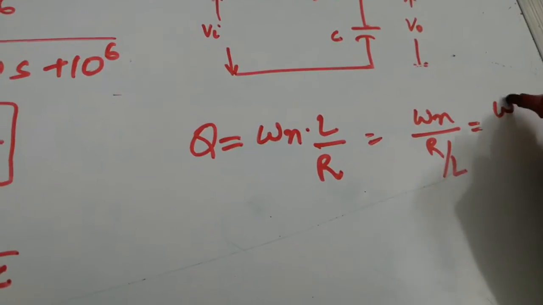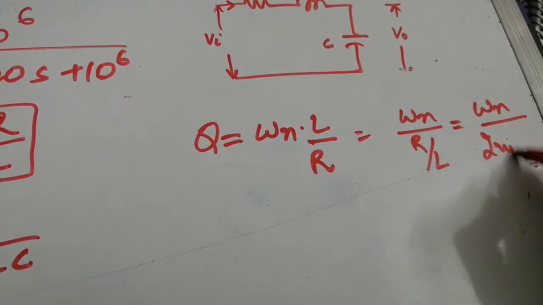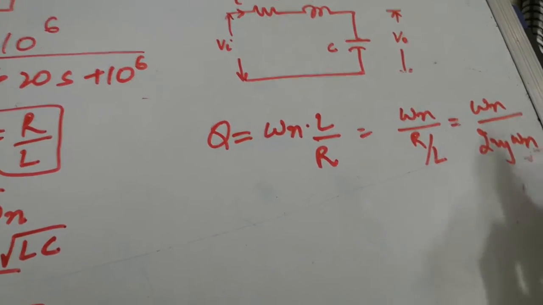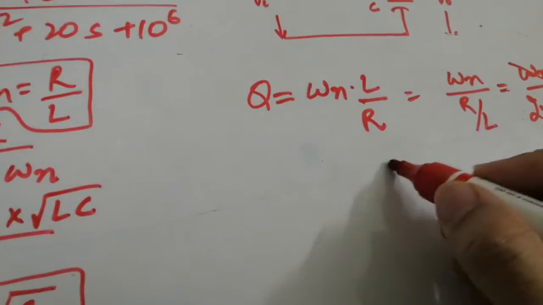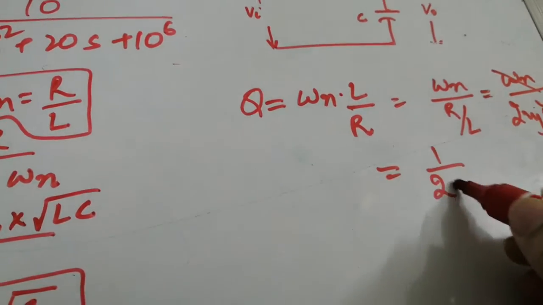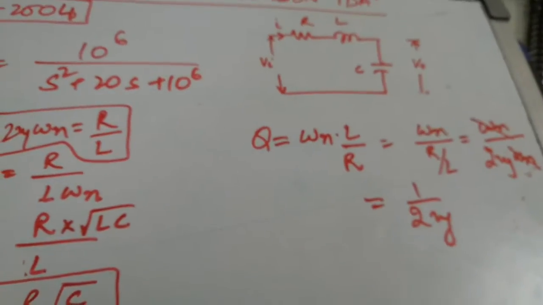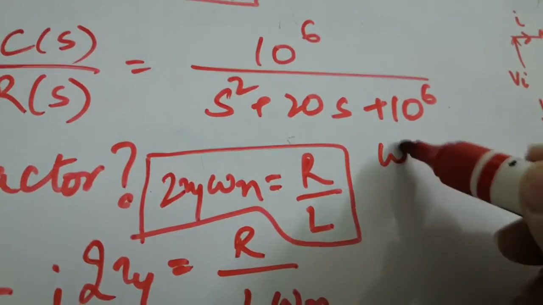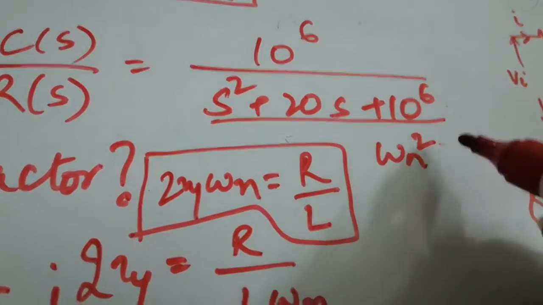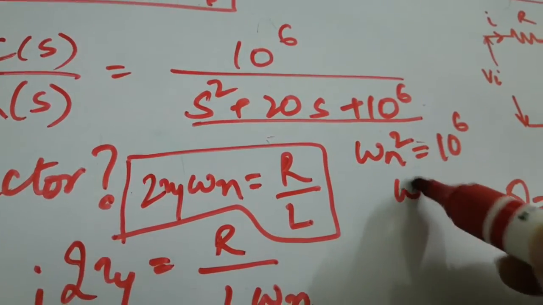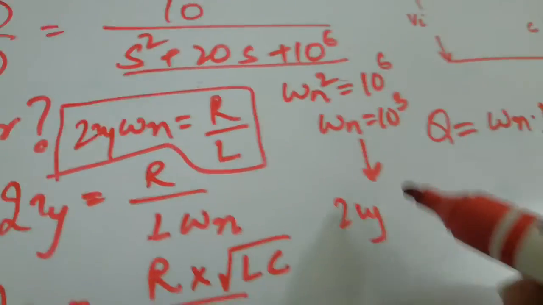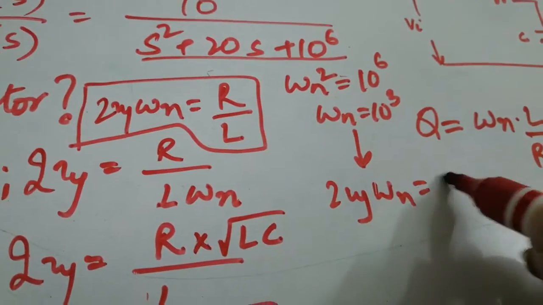So let's put the value here. R by L I have replaced with 2 zeta omega n. So my omega n will cancel out, and I will be getting 1 upon 2 zeta, right? So from here I can calculate the value of zeta and omega n. Here you can see that omega n square from this equation is coming out to be 10 raised to power 6, or omega n equals 10 raised to power 3. Moreover, my 2 zeta omega n will be equal to 20.